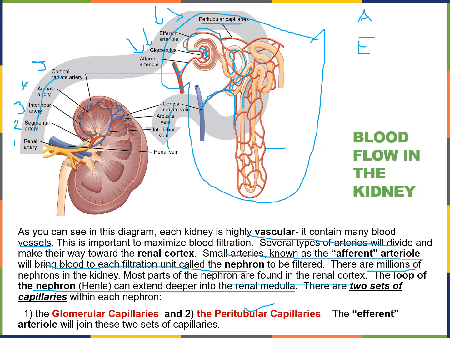Surrounding the glomerulus, so that's the glomerulus. The glomerulus is a knot of capillaries. Surrounding it is a cup-shaped structure, this structure here. We are going to name that cup-shaped structure the glomerular capsule. The old name was the Bowman's capsule.